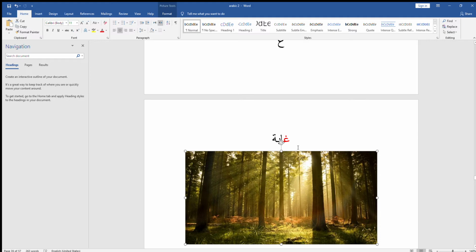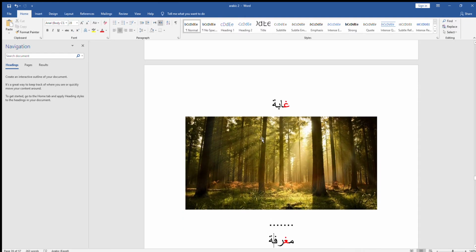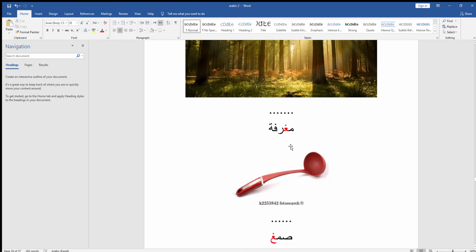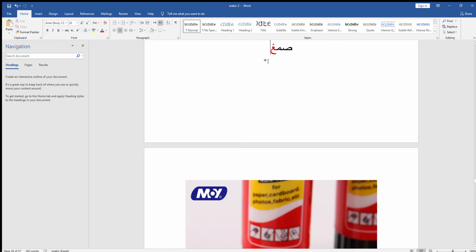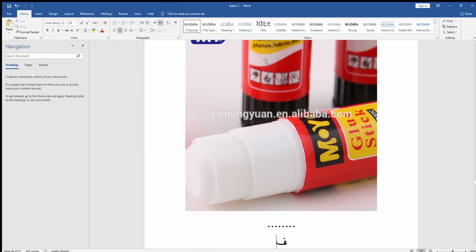غين at the beginning of word like غابة. This is غابة. مغرفة, غين between two letters. This is مغرفة. صمغ, غين at the end of word صمغ. This is صمغ.